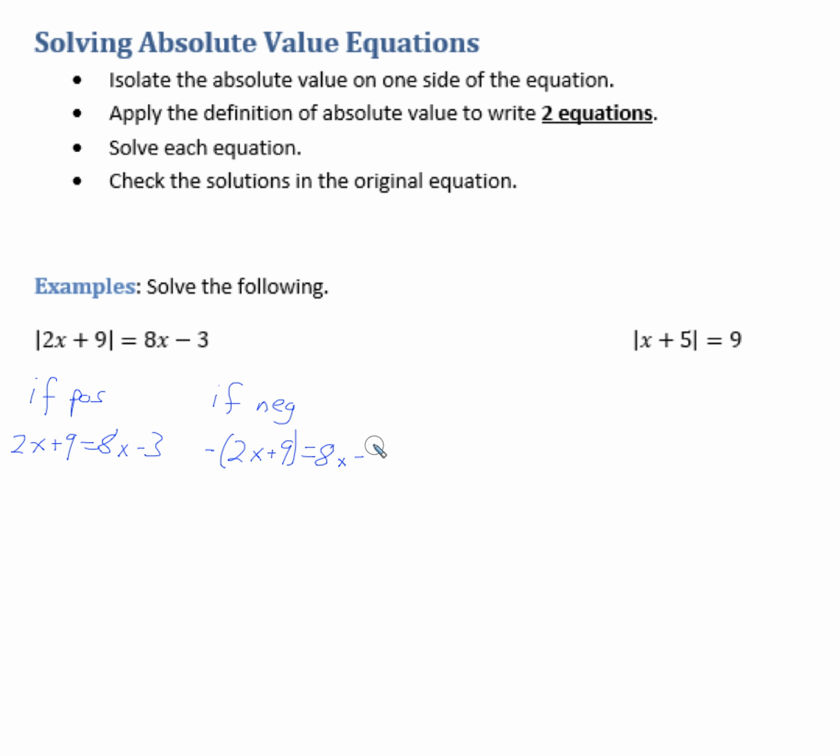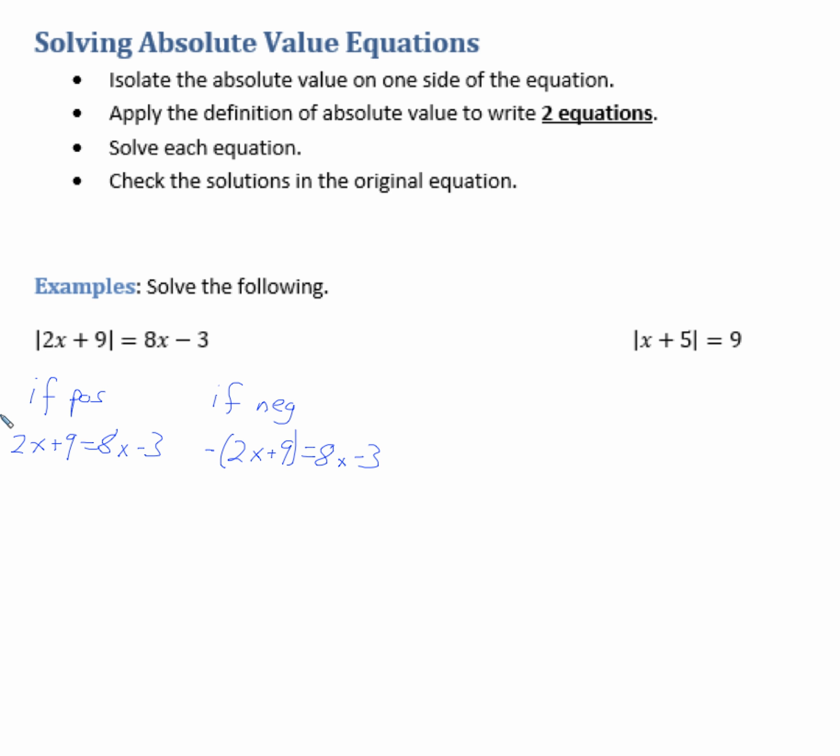Now, I know this is a process that you can learn, but I really want you to understand what we're doing with splitting this up into the two parts. If it's positive, the absolute value of 2x plus 9 simply equals 2x plus 9. If it's negative, the absolute value is equal to the opposite. And now what we do is we solve these individual equations.